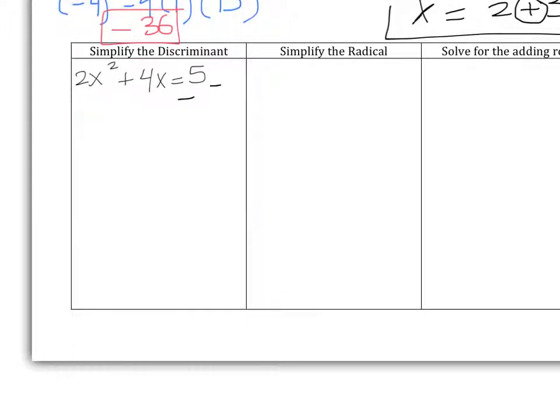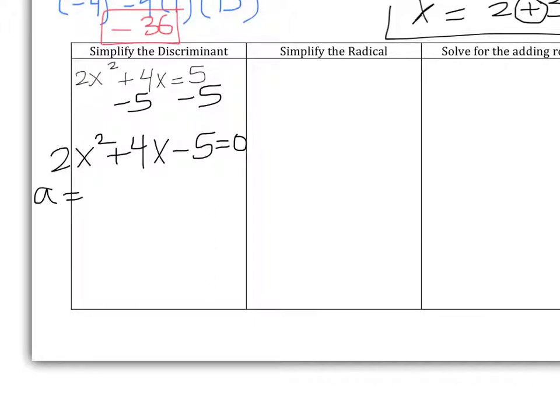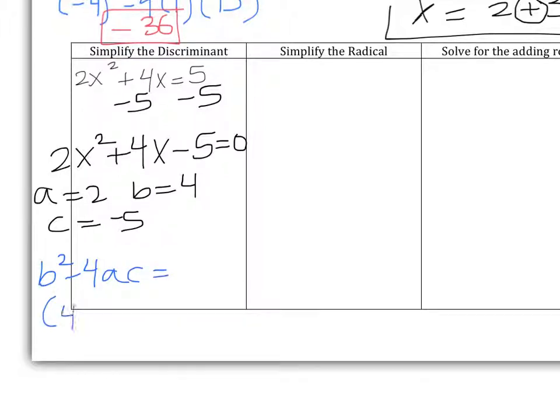Now again, I need to put this in the standard form. So 2x squared plus 4x minus 5 equals 0. Now you need to decide what your a is, what your b is, and what your c is. And you need to find b squared minus 4ac. Now b squared is going to be 4 to the power 2 minus 4 times the a times the c. And that will give you 56.